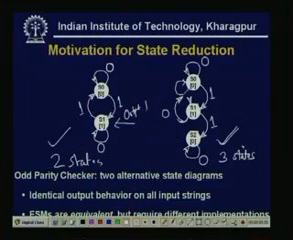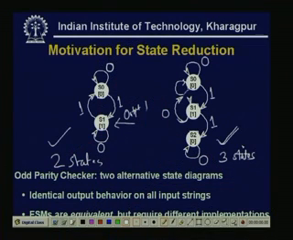See, so the implementation of these 2 state transition diagrams will be different, but both are solving the same problem, giving the same output. Now which one will we choose? So this is the main problem of the state reduction.